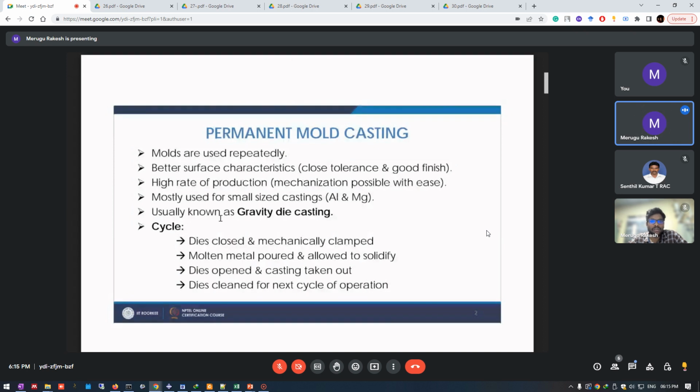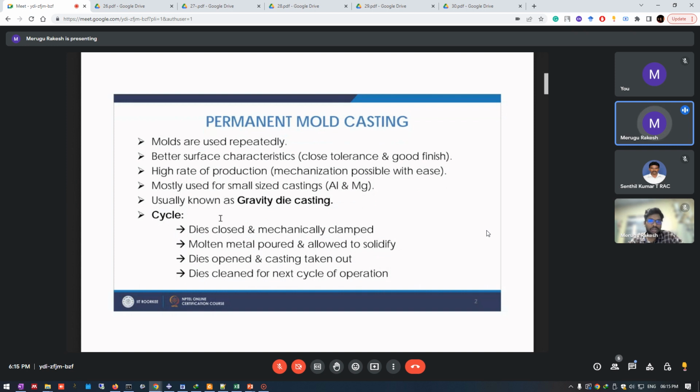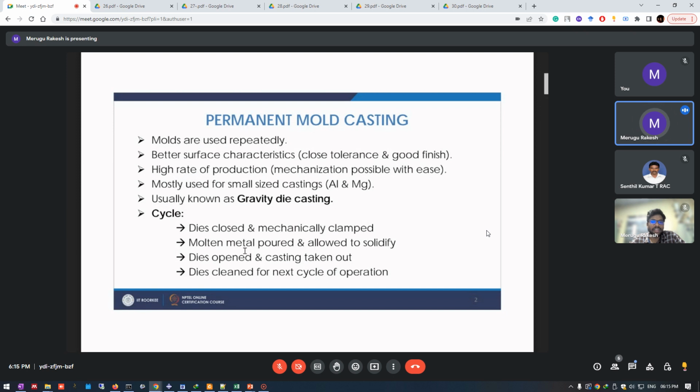Permanent mold casting is also usually known as gravity die casting, but whatever other casting processes I am going to discuss come under permanent mold casting. The steps followed are: the die opens, the die is closed or mechanically clamped, so the halves come closer. Then we introduce the molten metal inside, then we solidify, then the dies open up, the casting is taken out and cleaned for the next operation.